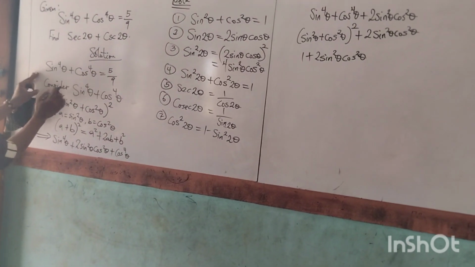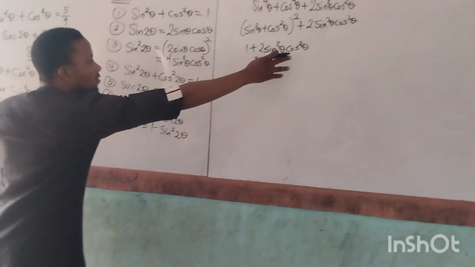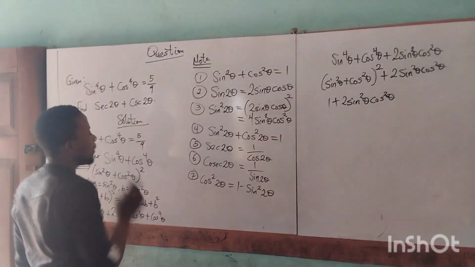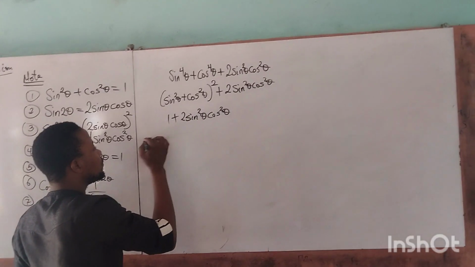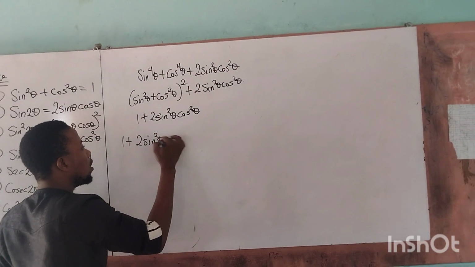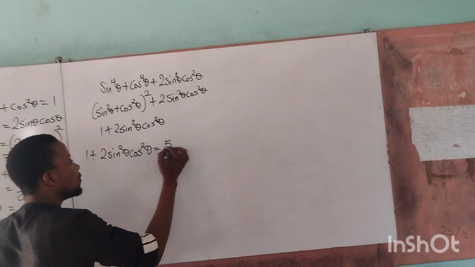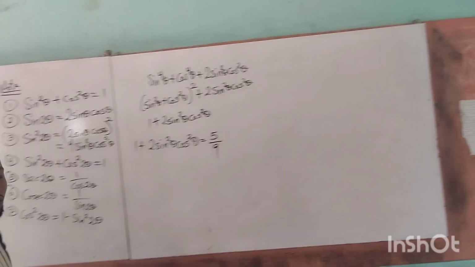Now, this is what we are considering, just this place. So I can now put this value back here. If I put it back here, I'm going to have 1 plus 2 sine square theta cos square theta to be equal to 5 over 9.